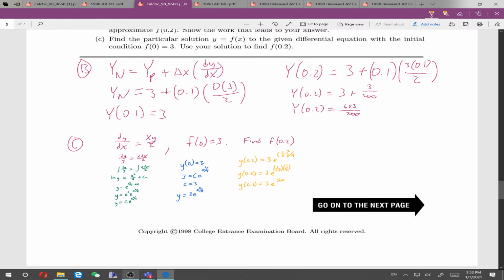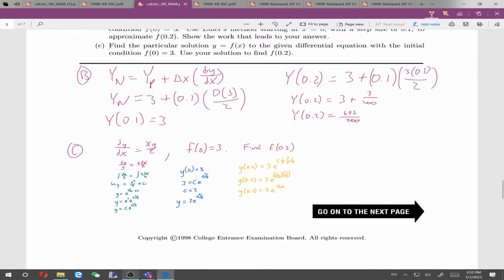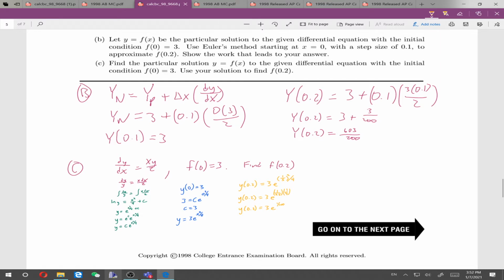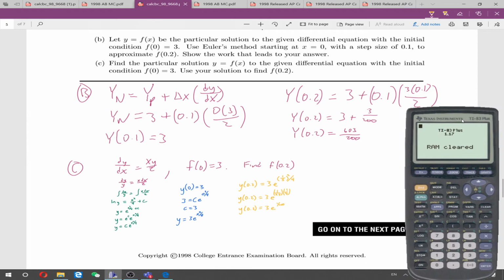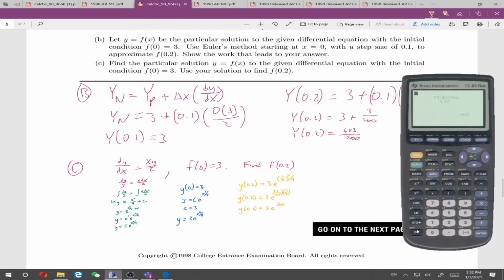Kyle, if I wanted to find the error in part B, what would I need to do? Graph both of them and see if they intersect or not. I don't think that would give us the error. Error is how wrong our estimate was. So for B, we estimated, but for C, we did not estimate. We found a particular solution. So if I know the actual answer and I know the estimate, then how can I get the error?